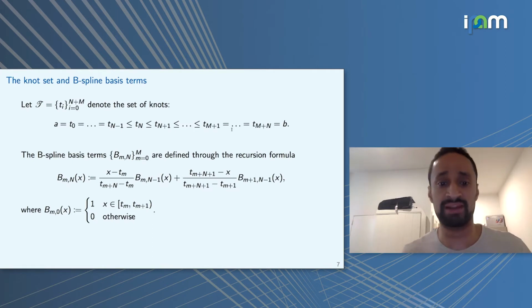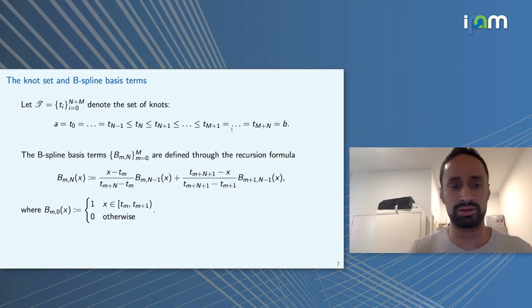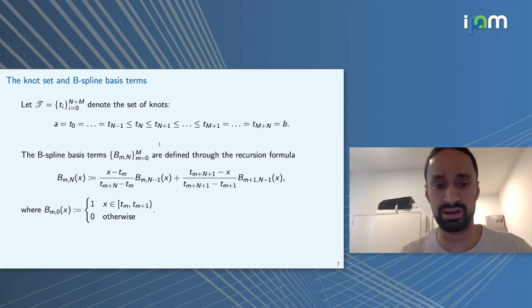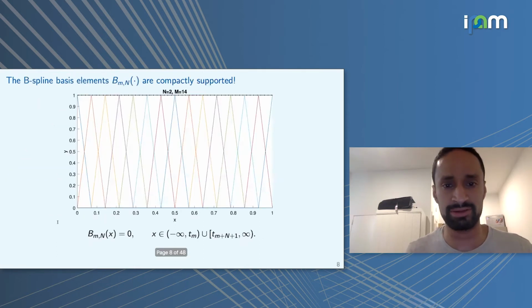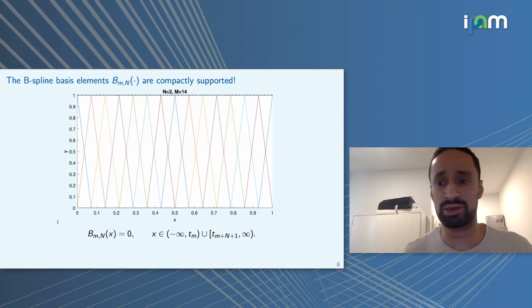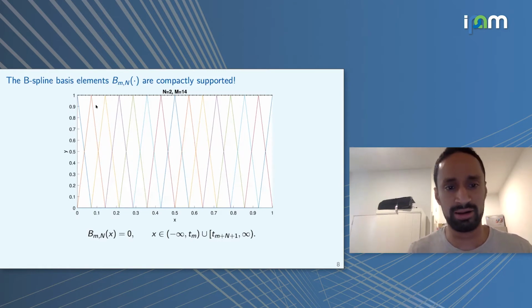Then after defining the knots, there's a recursive formula to define the individual B-spline terms. Without getting into the technical details, this is the formula right here. But I would like to show you how they look, because there is something interesting about them. In the case of an order 2 spline, which is when you have piecewise linear functions, the basis terms are these tent-shaped graphs.